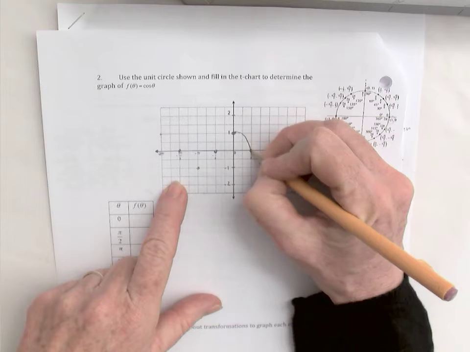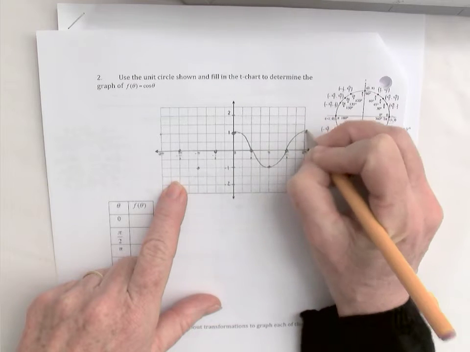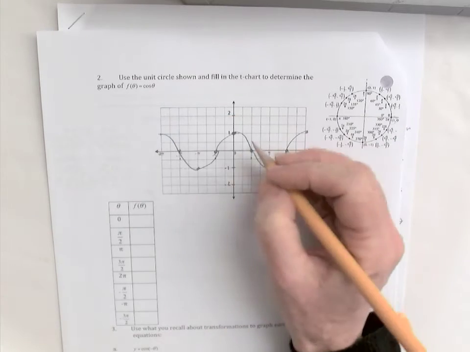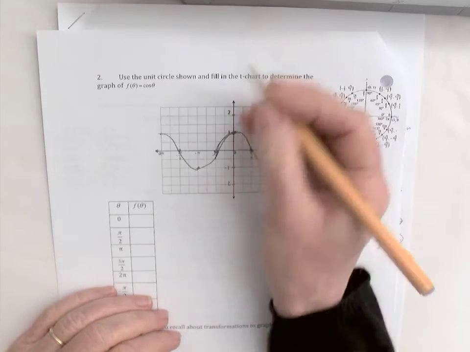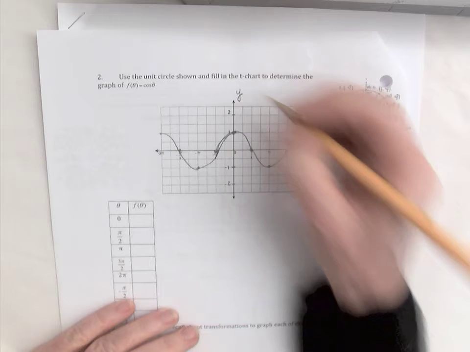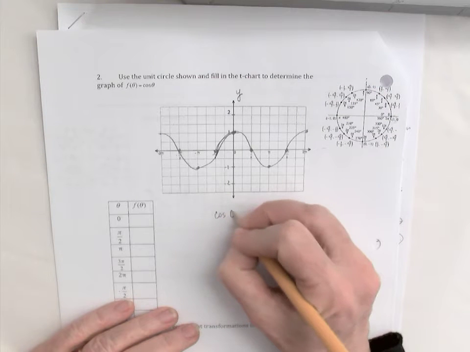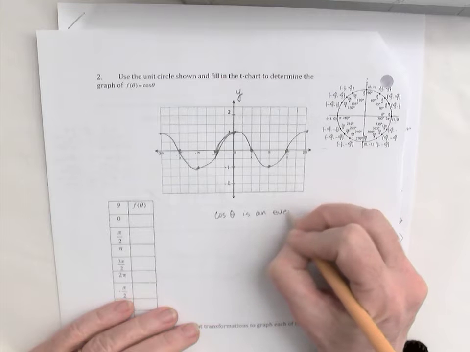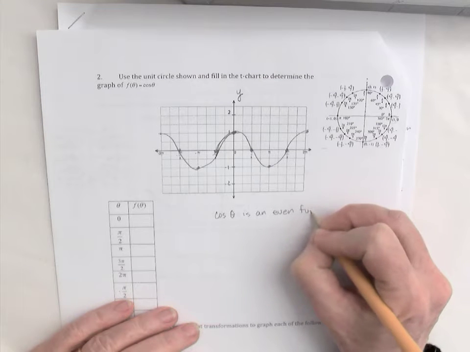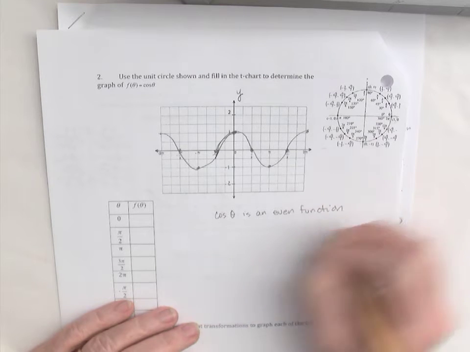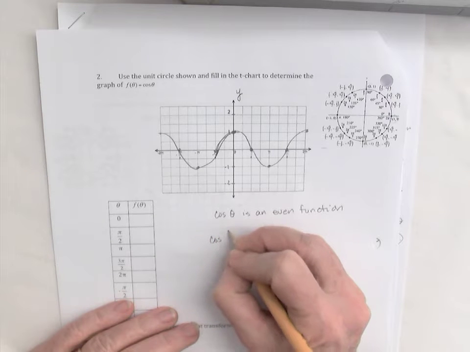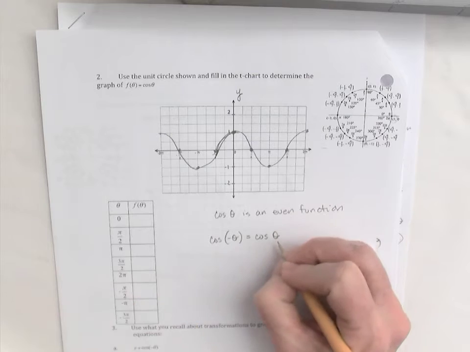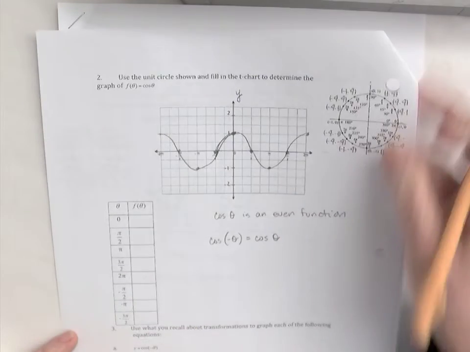So here's the graph of our x value. Here's the graph of cosine of theta. And what you can see is that this is perfectly symmetric over the y-axis. So cosine of theta sure looks like an even function. It's symmetric over the y-axis. And we, in fact, had said that. Really, the definition of even is that the cosine of negative theta is the same as the cosine of theta, which was clear on the unit circle.